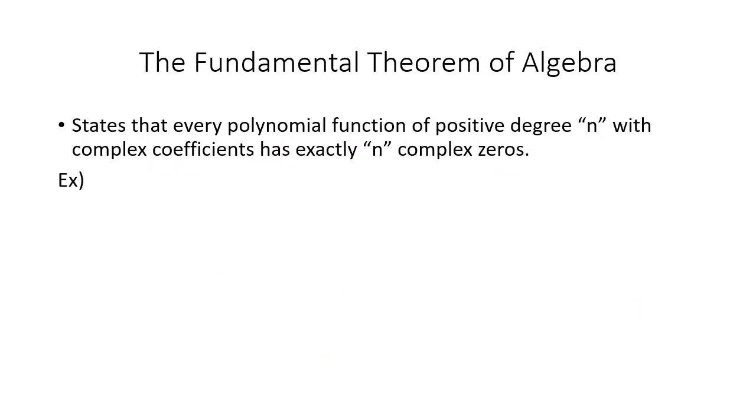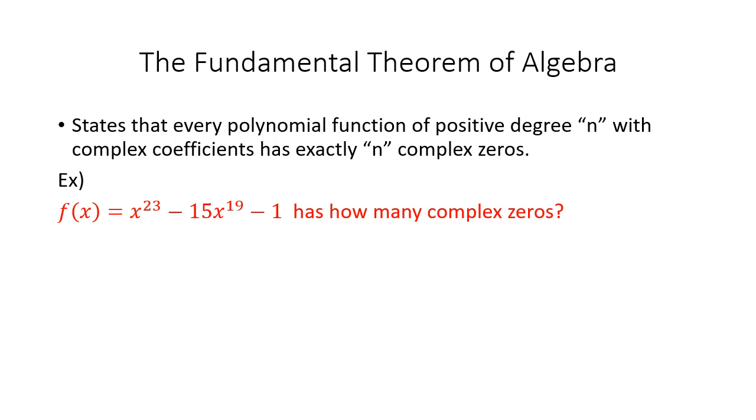Well, to answer that question, we first have to talk about something called the fundamental theorem of algebra. And the fundamental theorem of algebra is pretty fundamental. It's very simple, too. It states that every polynomial function of positive degree n with complex coefficients has exactly n complex zeros. So what that means is if I have a polynomial where the highest degree term is, like, x to the 23rd minus 15x to the 19th minus 1, this has 23 complex zeros.